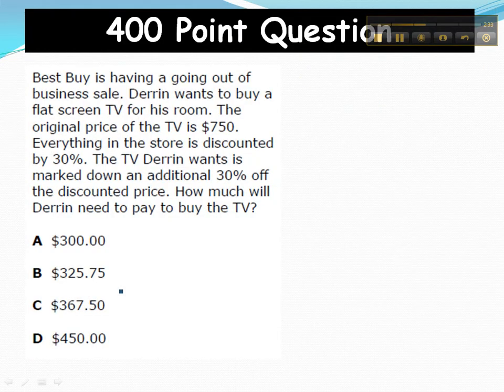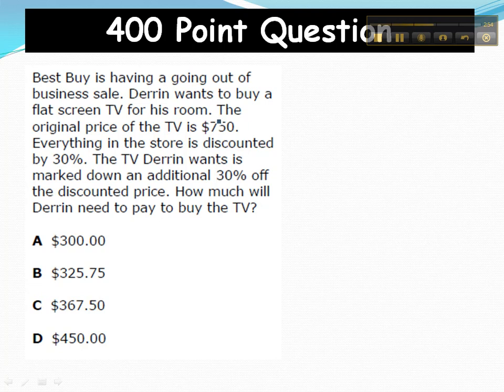Best Buy is having a going out of business sale. Darren wants to buy a flat screen TV for his room. The original price of the TV is $750. Everything in the store is discounted by 30%. The TV Darren wants is marked down an additional 30% off the discounted price. How much will Darren need to pay to buy the TV? So this one's pretty tricky.